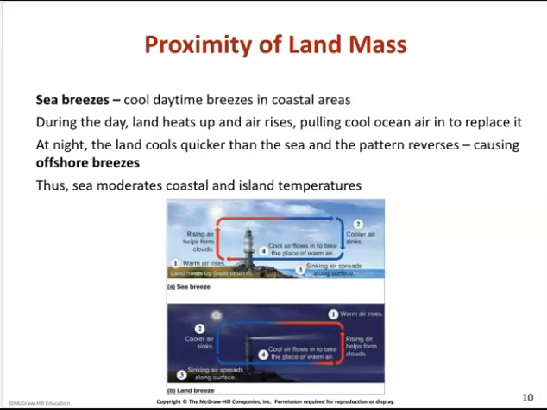So the sea moderates the coastal or island temperatures that we see. And this is why we get these beautiful, cool daytime breezes, but then at night, the land is super cool, and so it's trying to cool the sea.